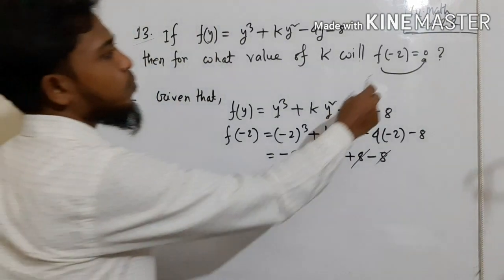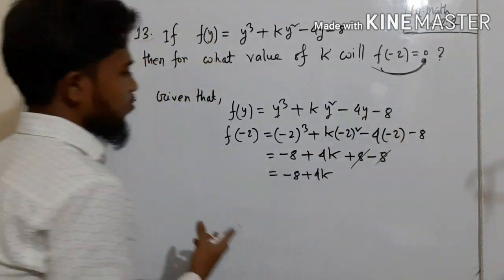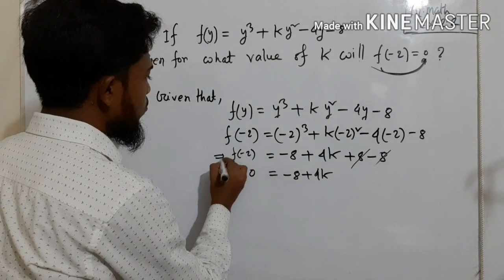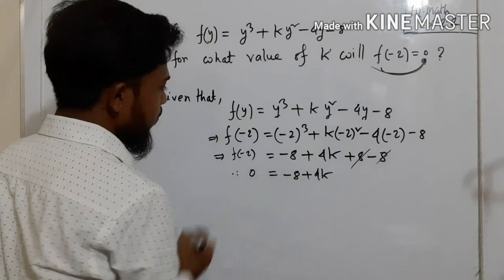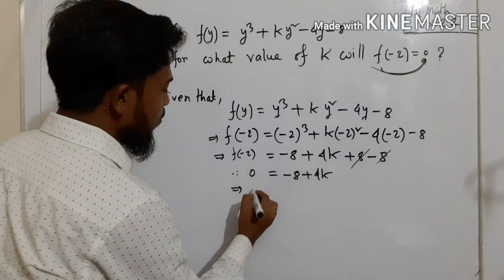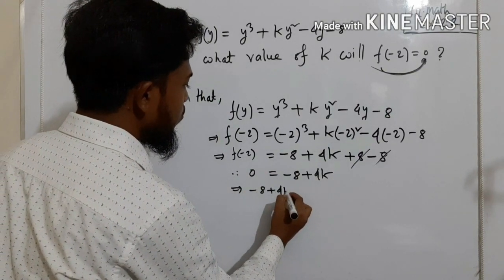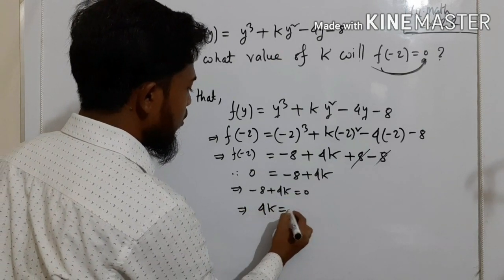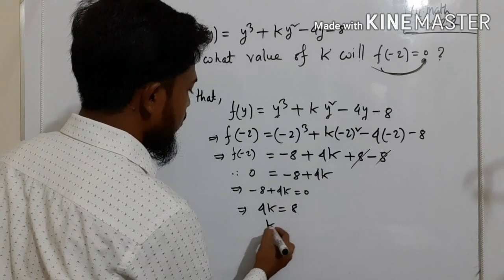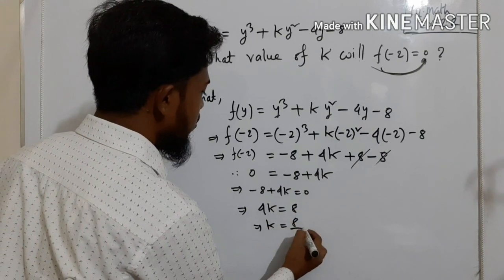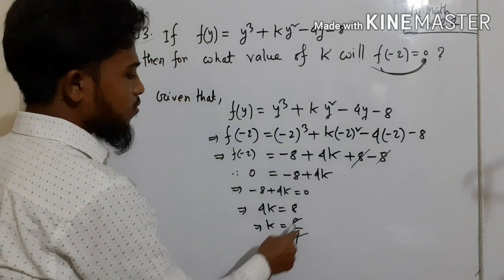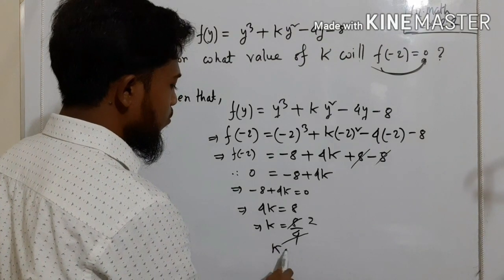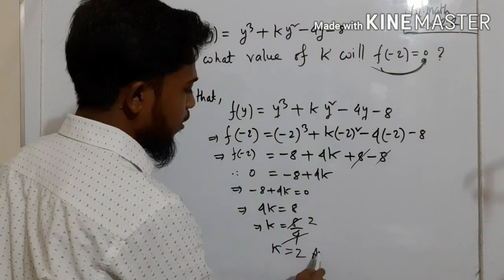Here we see that f of minus 2 equals 0. So minus 8 plus 4k equals 0. This implies 4k equals 8, k equals 8 divided by 4, that is 2. So k equals 2. This is our answer.